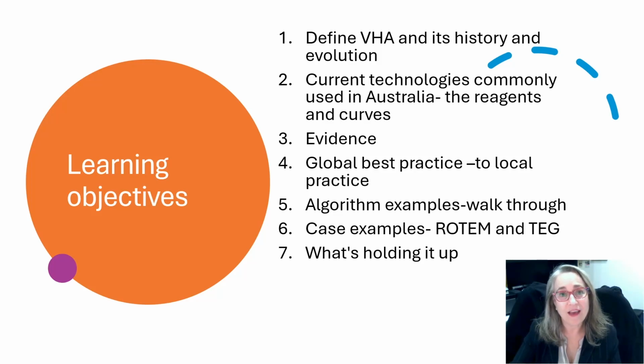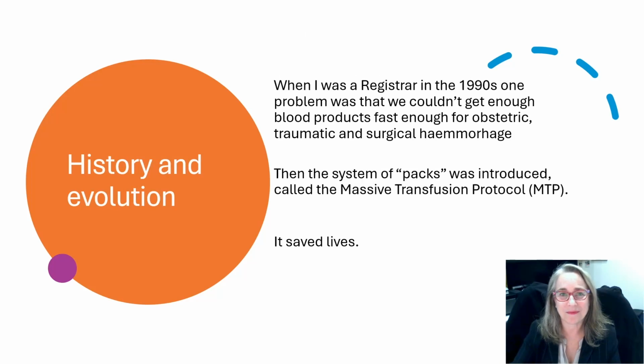Firstly, to define viscoelastic haemostatic assays, a bit about their history and their evolution. Then I'm going to talk about the current technologies we commonly use in Australia, their reagents and how the curves look, and some evidence behind it just briefly. And how do we translate that evidence into local practice? So I've created an algorithm that marries the different technologies for ease of comprehension, and we're going to walk through that algorithm and then do some case examples. And finally, what's holding it up?